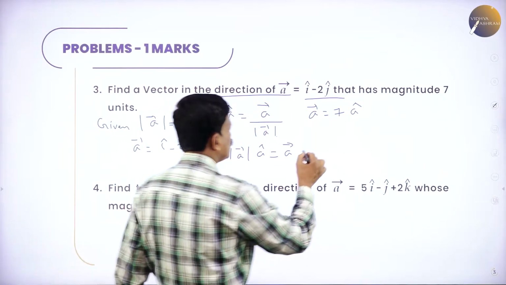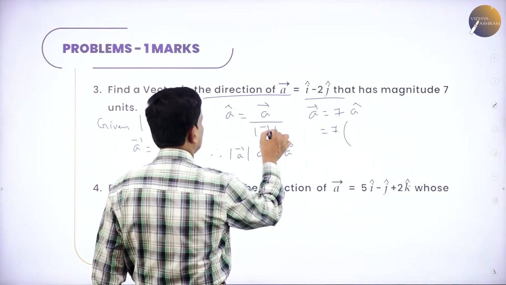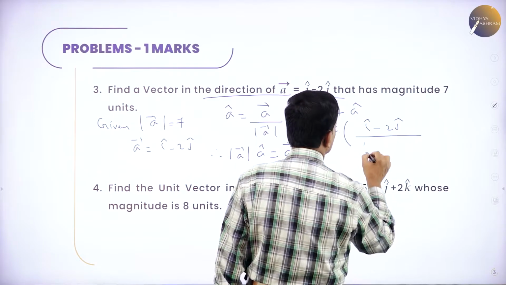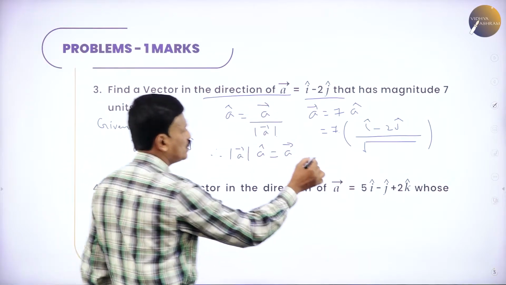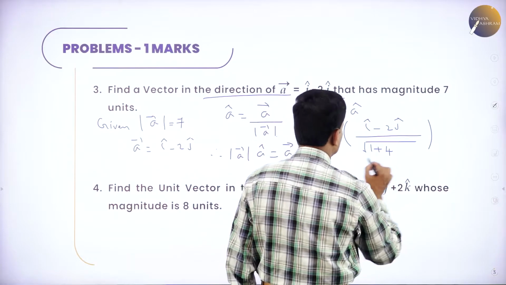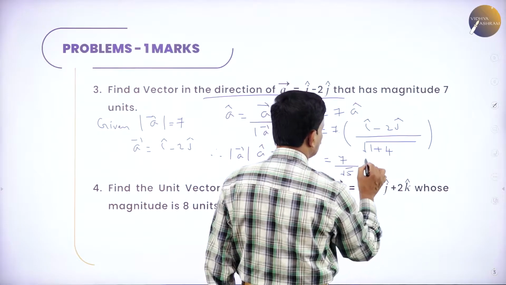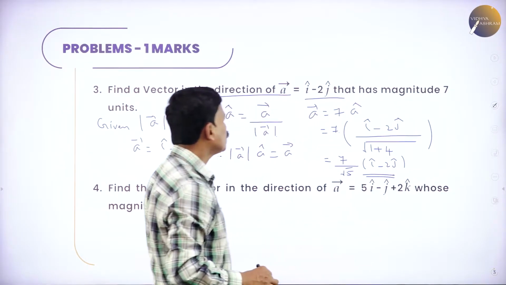Now find out what the unit vector is. 7 into the unit vector, which is vector A divided by its own length, i minus 2j divided by square root of 1 square, which is 1, plus 2 square, which is 4. So this is equal to 7 by root 5 (4 plus 1 is 5) into i minus 2j. This is the required vector.